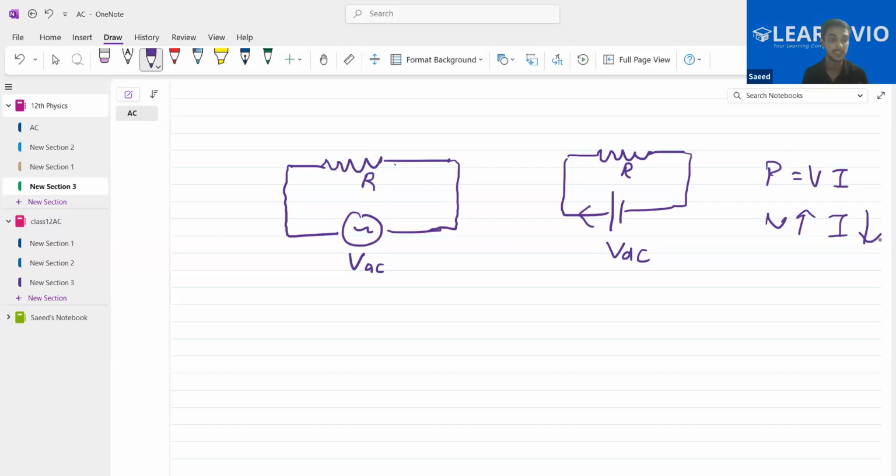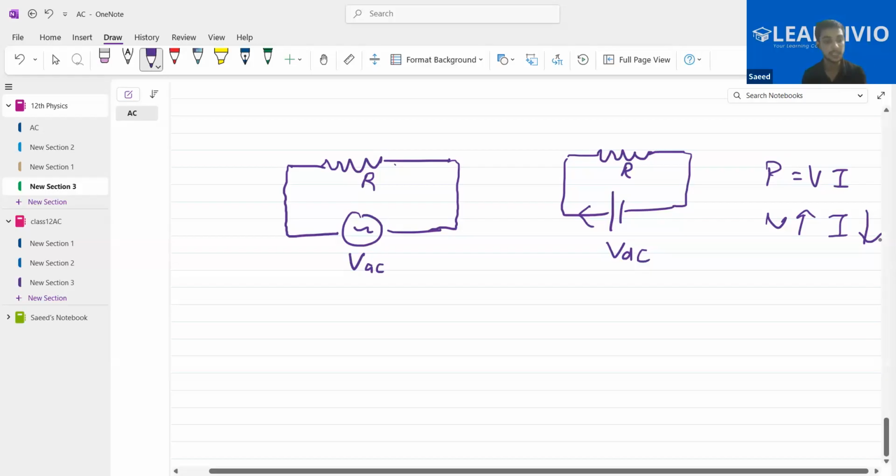Remember this: we always don't have the information for I. If I'm just giving you the information that the voltage is very high, that doesn't mean that the power will be high. Understood? And don't use the word directly proportional.